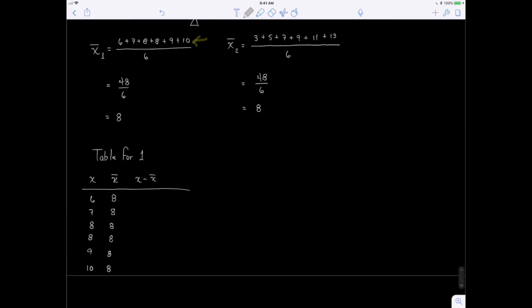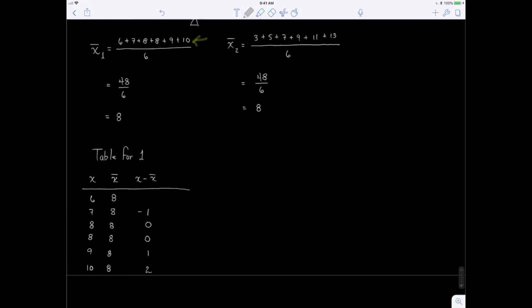Now, notice that, let's start at the bottom. If I take 10 and I subtract 8, I get positive 2. If I take 9, I subtract 8, I get a positive 1. 8 minus 8 is 0. 8 minus 8 is 0. 7 minus 8, well, that's a negative 1.